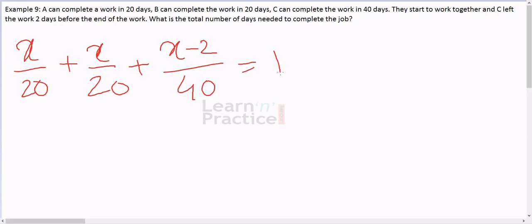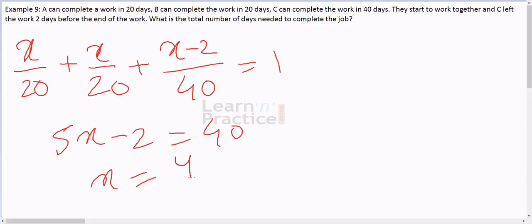So take the LCM from here. LCM would be 40. So this will give us 2x plus 2x, 4x plus x, 5x. This will give 5x minus 2 is equal to 40. This will give us x is equal to 42 by 5. That means the work was completed in 42 by 5, or we can also write it as 8.4 days.